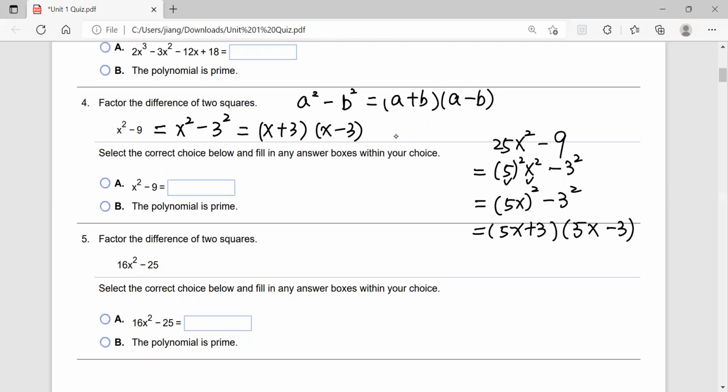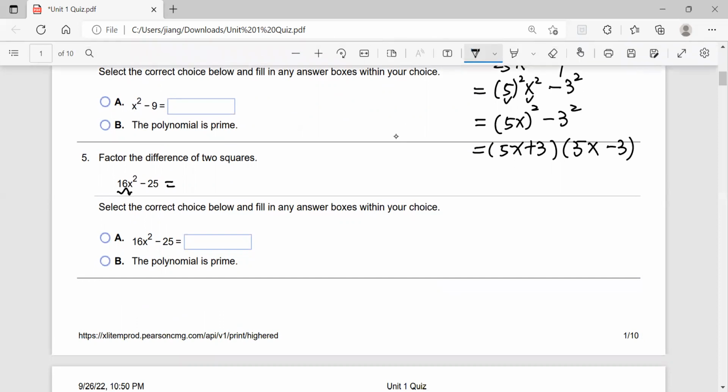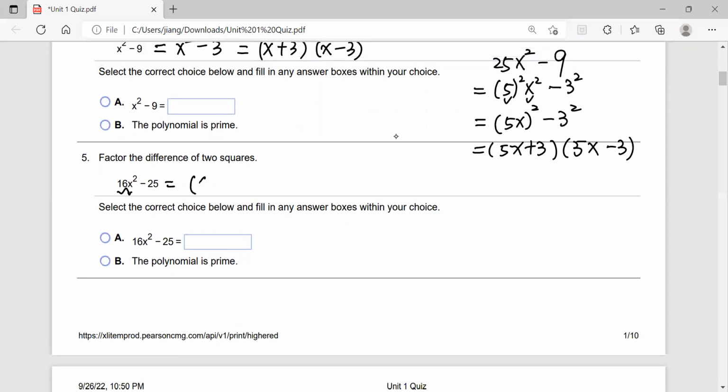So let's see the next example. Oh, the same one. I don't need to give you this example, but it's okay. So let's see this one. The a squared is 4x squared, and b squared is 5 squared. So this equals 4x plus 5 times 4x minus 5.